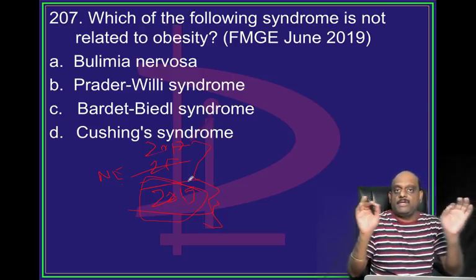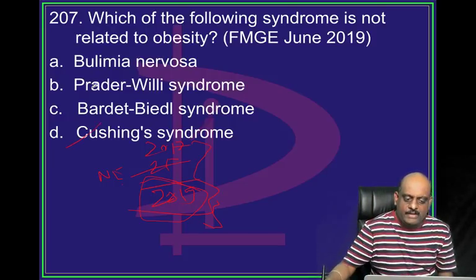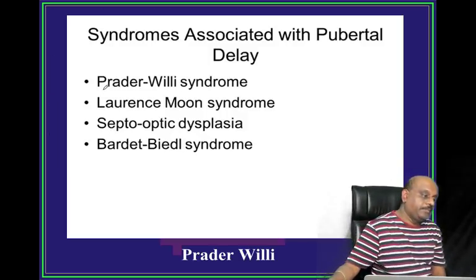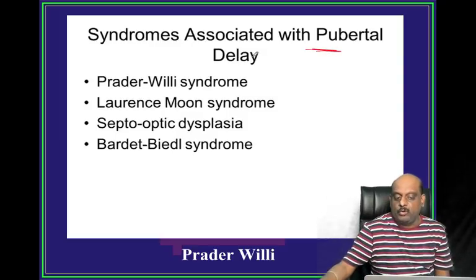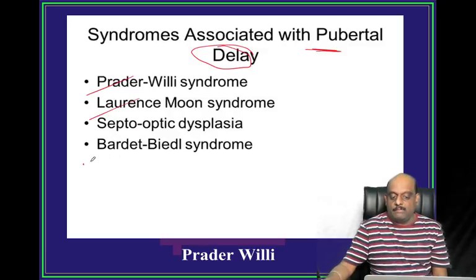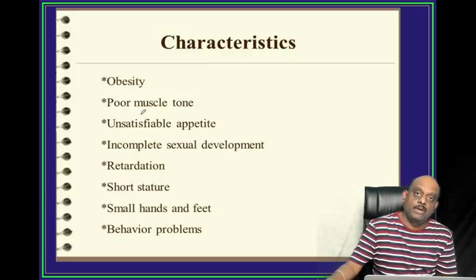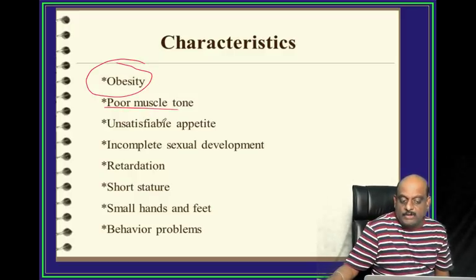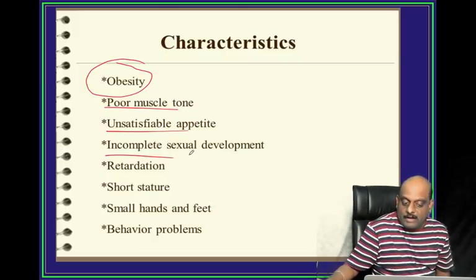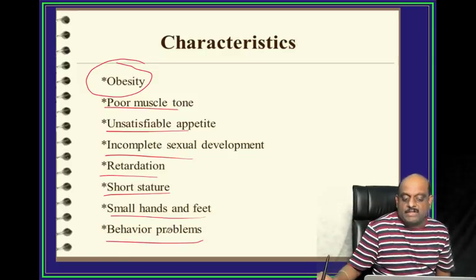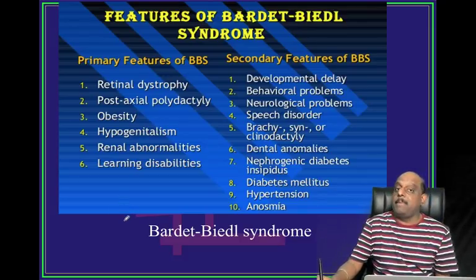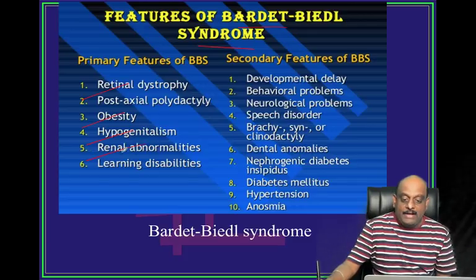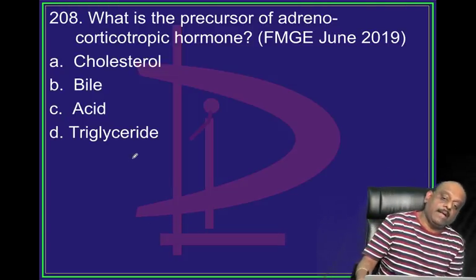Now, which syndrome is not related to obesity? All these three, Prader-Willi, Bardet-Biedl, Cushing, are associated with obesity. Now comes the point, doctor. The syndromes associated with pubertal delay are Prader-Willi, Laurence-Moon, and Bardet-Biedl, be very sure. Typically, what do you have in Prader-Willi syndrome? Obesity, poor muscle tone, insatiable appetite, incomplete sexual development, retardation, short stature, small hands and feet, and behavioral problems. In Bardet-Biedl syndrome, there is retinal dystrophy, obesity, hypogenitalism, renal abnormalities and learning disabilities. That's what you should appreciate.